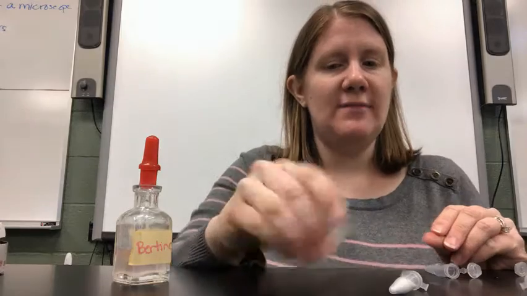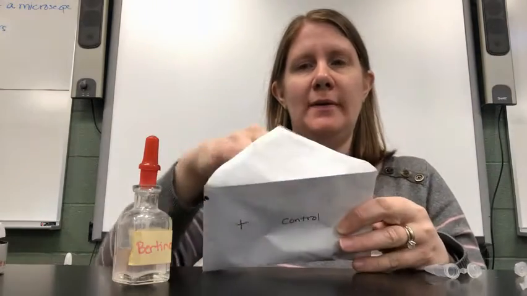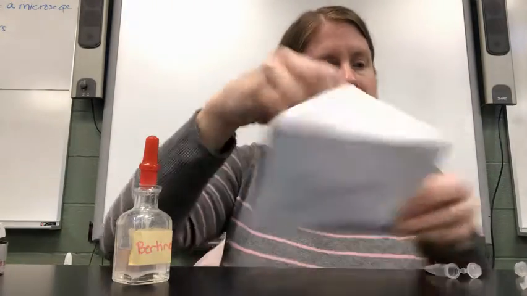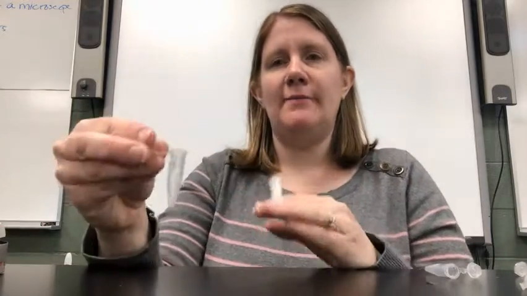Okay, I'm now going to do the same thing for the positive control. So here I have my positive control envelope. I'm going to take out my sample. I have my empty positive control vial. I'm going to put a little bit of rubbing alcohol in there.